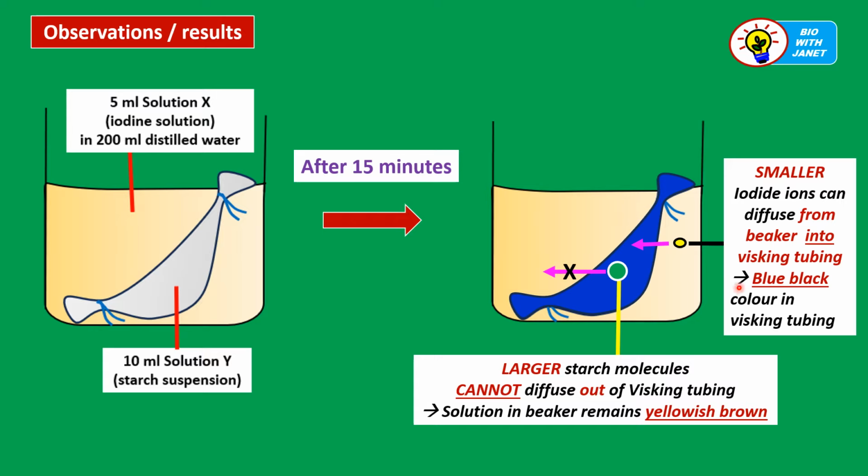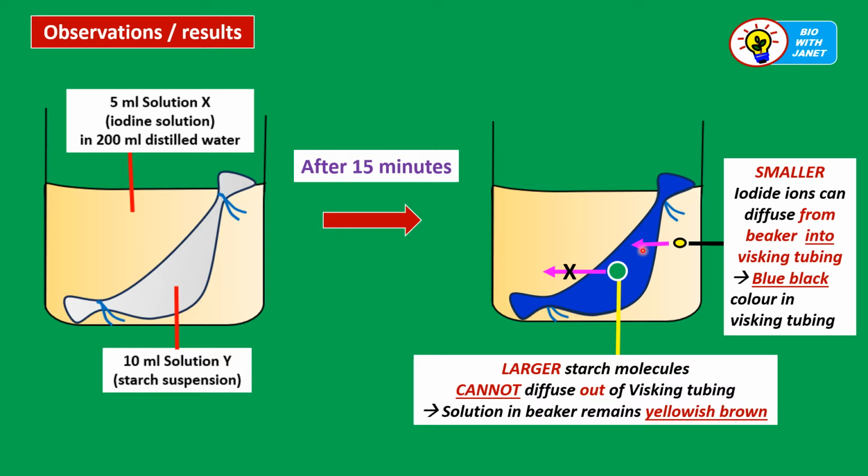So what is the explanation for this based on our biological knowledge? Right, so actually the iodine solution outside the whisking tube here contains the iodide ions and iodine molecules. So these particles, the iodide ions for example, are small enough to diffuse or move through the pores in the selectively permeable membrane, which is the whisking tubing. So the iodide ions can diffuse from the beaker through the pores of the whisking tubing into the whisking tubing itself, right?